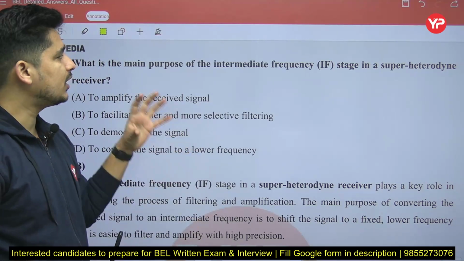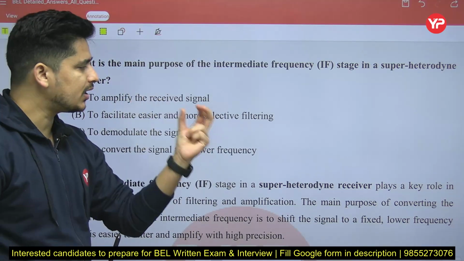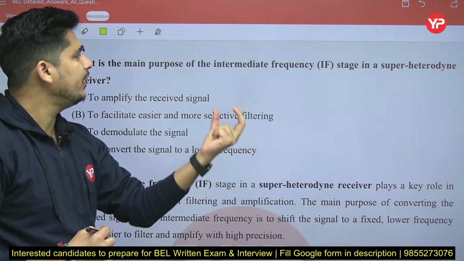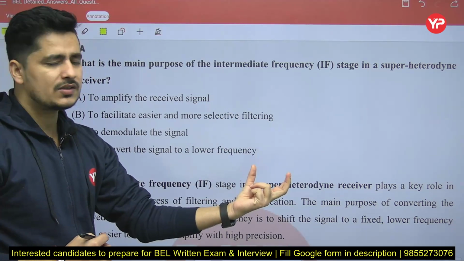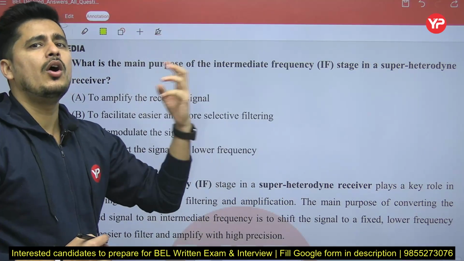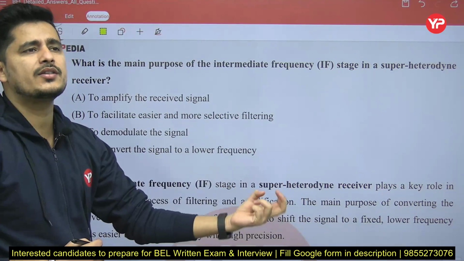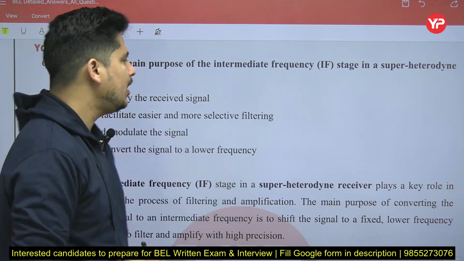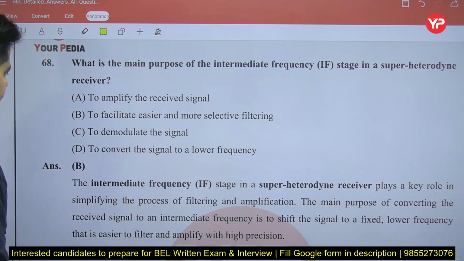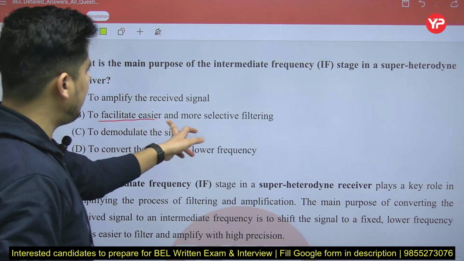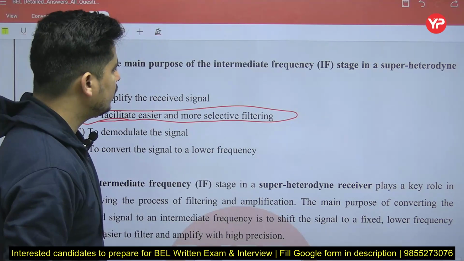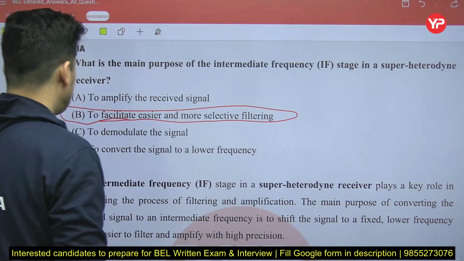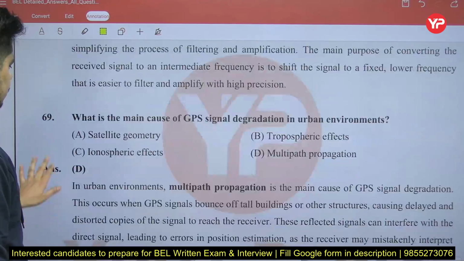So what we can do, we can use a superheterodyne receiver. Inside the superheterodyne receiver, we have an intermediate frequency stage. What is the use of this intermediate frequency stage? To take all your signals onto the same frequency so that your filtering will be easy. So what will be this? To facilitate easier and more selective filtering, right? So that we have very selective filtering. So that is the use of this one.